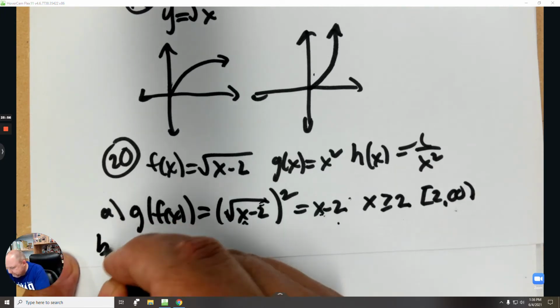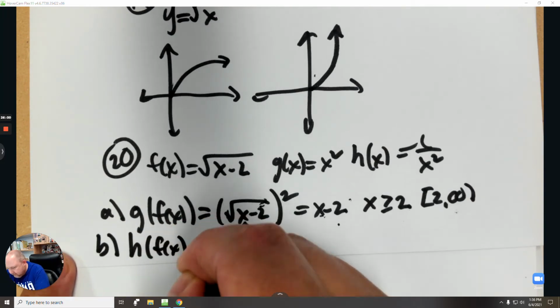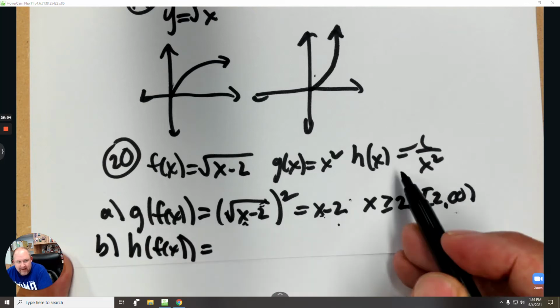Part B, h at f at x. So again, I'm taking f at x and plugging it into h.